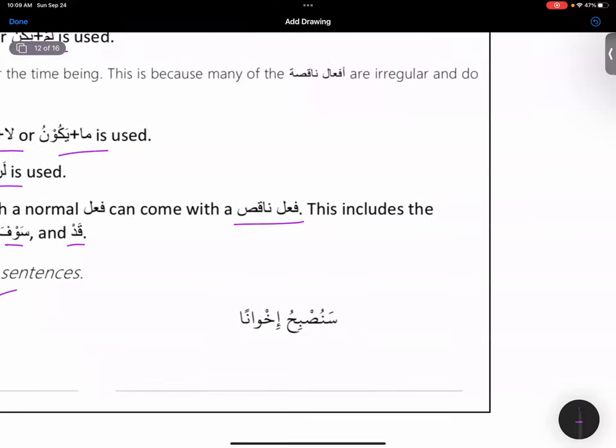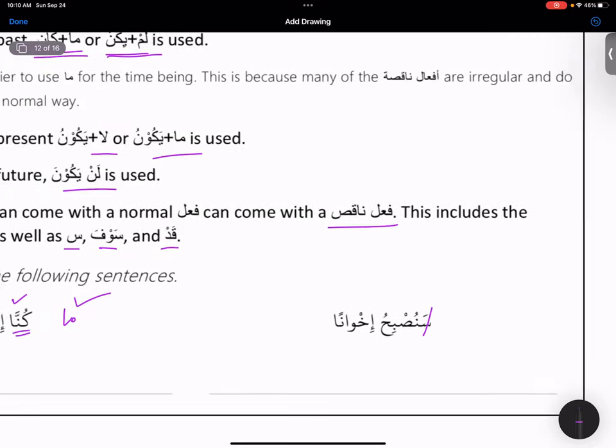Okay, then sanusbihu ikhwanan. What is the translation? Soon we will become brothers. Yes, soon we will become brothers. So now if we are negating, we can drop this seen, right? And now this is mudariya.